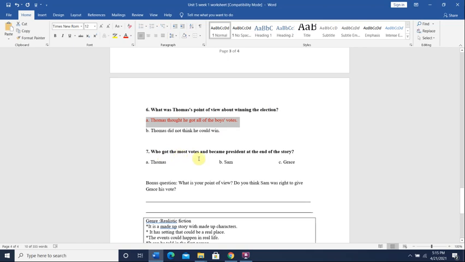Who got the most votes and became president at the end of the story? Okay, Grace. Okay, the last boy was Sam, and he gave her the last 3 votes from his state. And the bonus question here said, what is your point of view? Do you think Sam was right to give Grace his vote? Here, I want to hear your point of view. Do you think the boy who gave Grace his vote, was he right or was he wrong? Okay, and that was it.